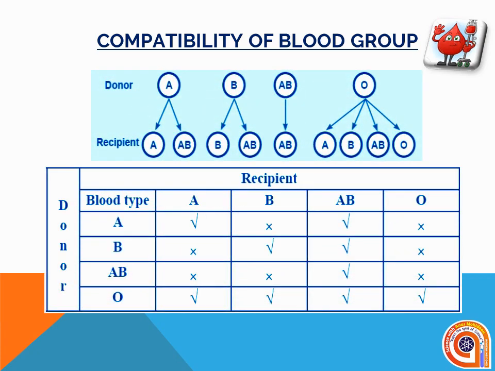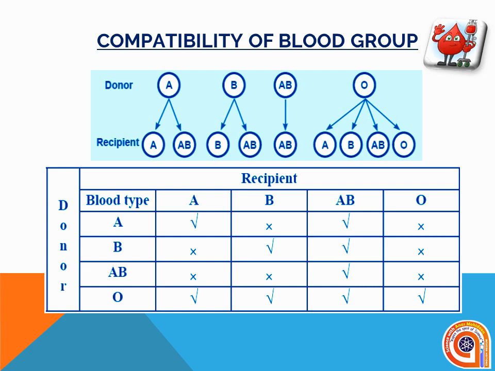Blood group A could be donated for group A and AB. Blood group B could be donated for group B and group AB. Blood group AB could be donated only for group AB, and blood group O could be donated for all groups: A, B, AB and O. And this is what is listed below.